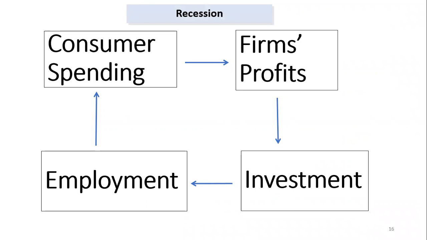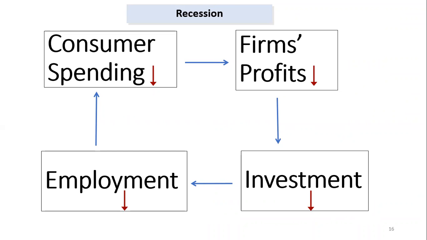Sometimes national income goes down, and in that case, the economy's in a recession. So in a recession, consumer spending falls, and because consumer spending falls, firms' profits also fall. As firms' profits fall, they've got less money to invest, so investment drops. Instead of expanding their operations, they might pull them back, so employment might actually go down. If employment is down, then unemployment is up.